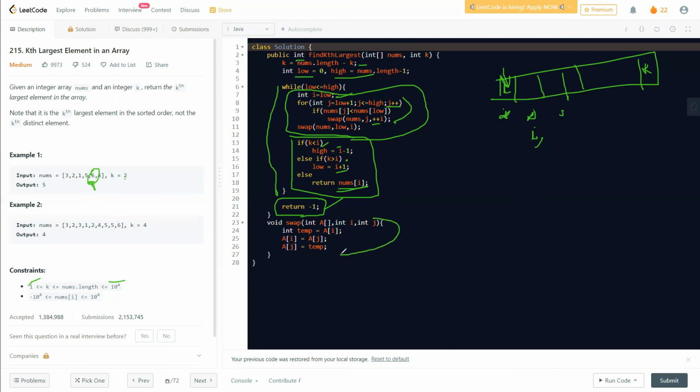And this is the swap function we have, swapping the elements. Only those index elements are being swapped. And you just now saw that this question got accepted for us.